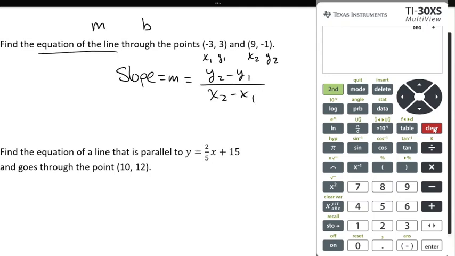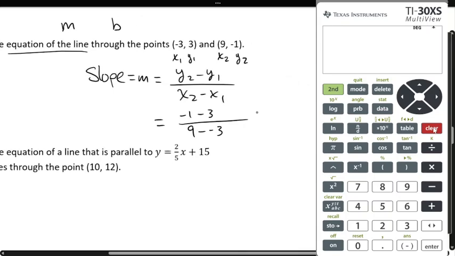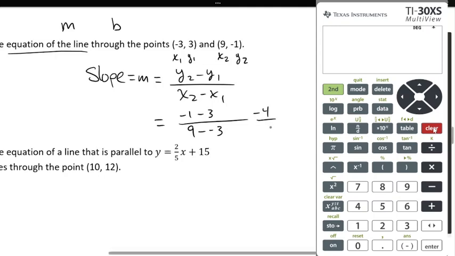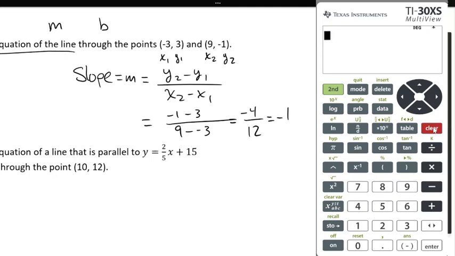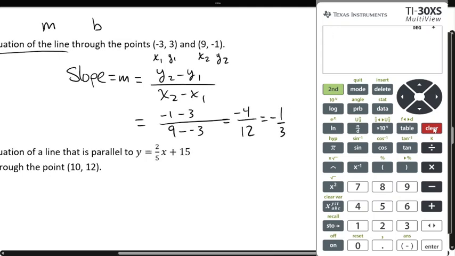So that's just a reminder, which is equal to, in this case, -1 minus 3. And then down in my denominator, I have 9 minus a -3. So what am I looking at here? In the numerator, it looks like I've got the number -4. And in my denominator, it looks like I've got 9 plus 3, which is 12. So my slope, I'm pretty sure this reduces to -1/3.